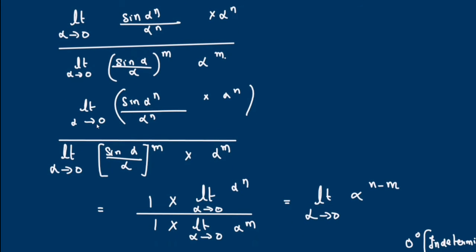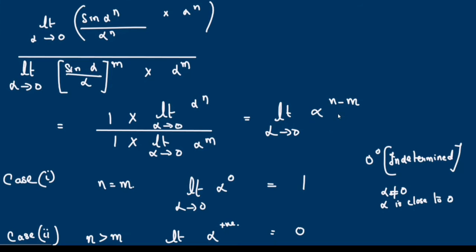The limit alpha tends to 0. The variable is alpha here. So the limit alpha tends to 0, alpha power n by limit alpha tends to 0, alpha power m. That is limit alpha tends to 0, alpha to the power n minus m. When it is division, you subtract the power. So n minus m. Now there are three cases.